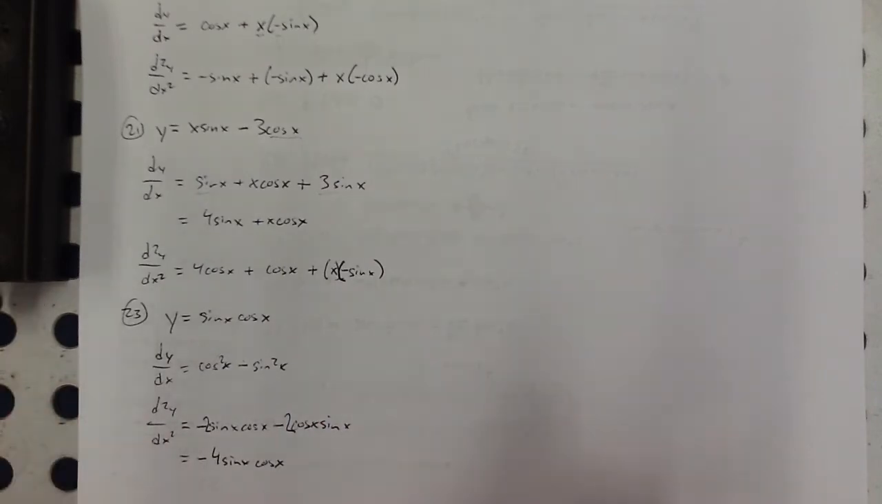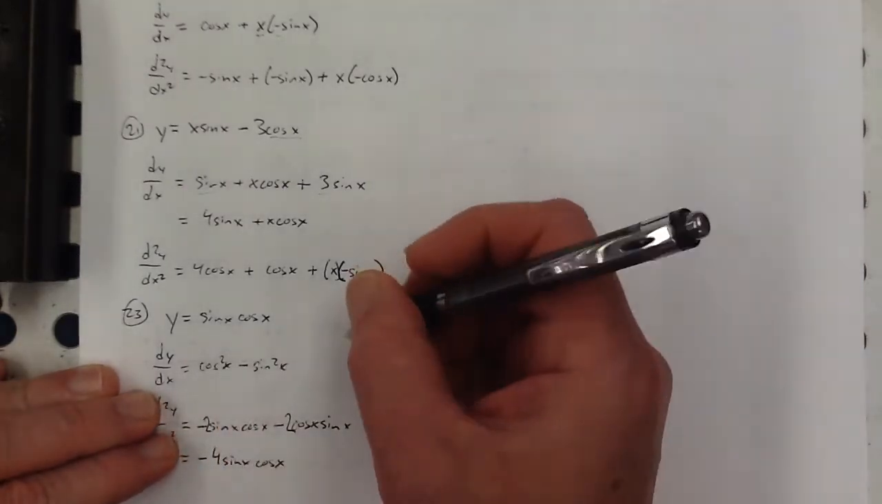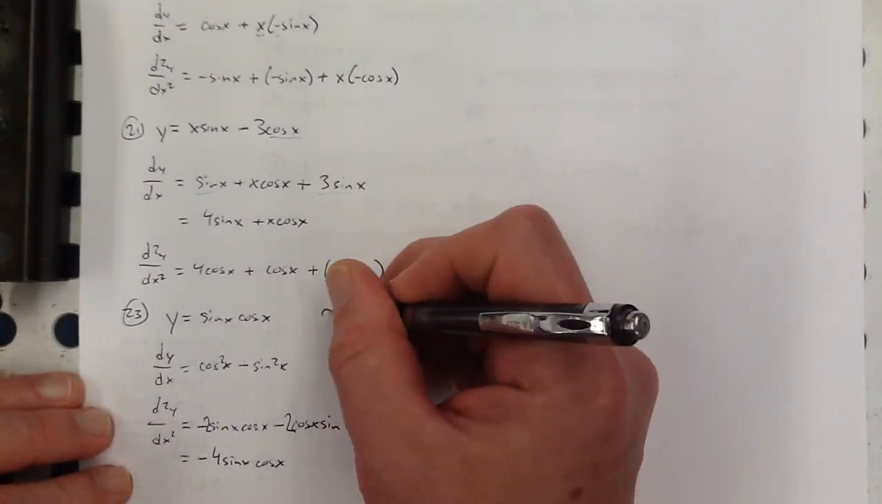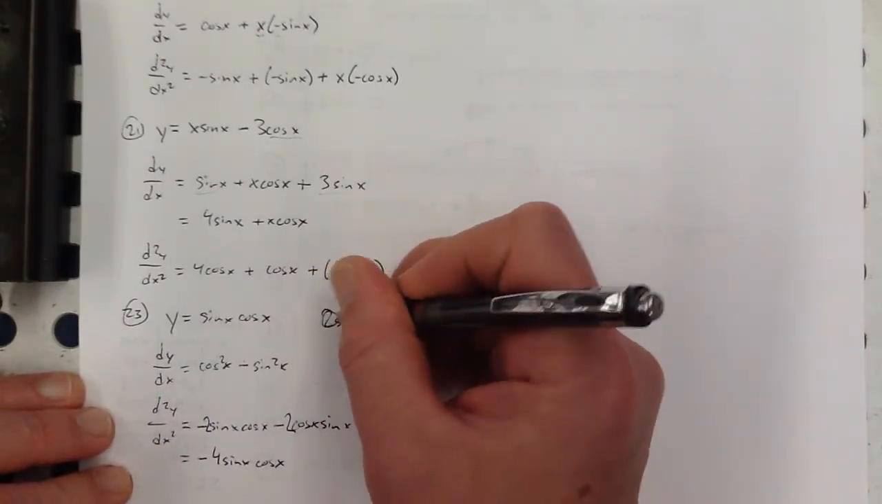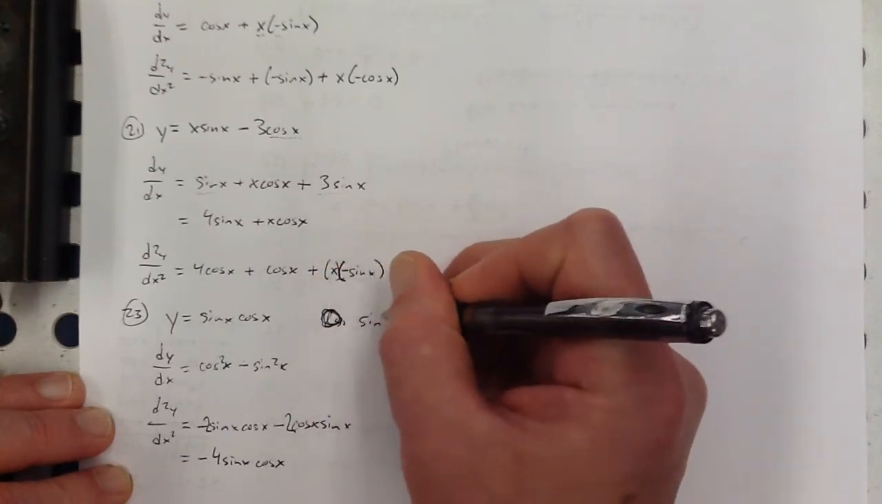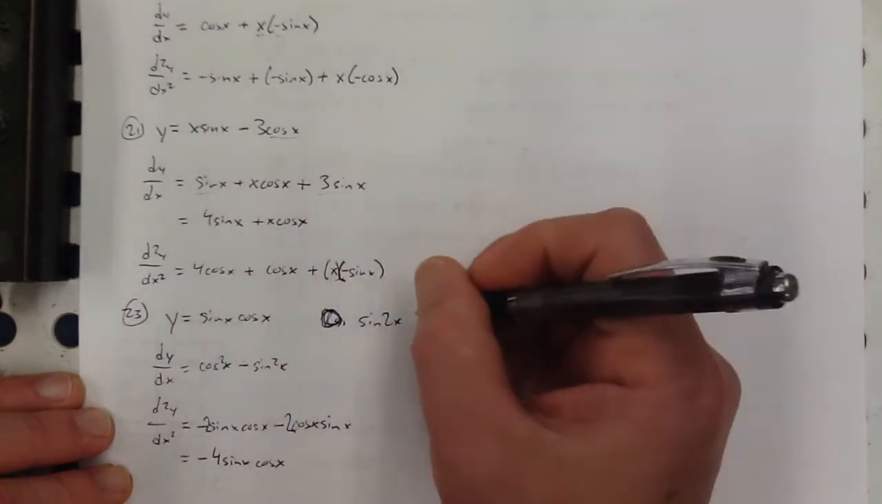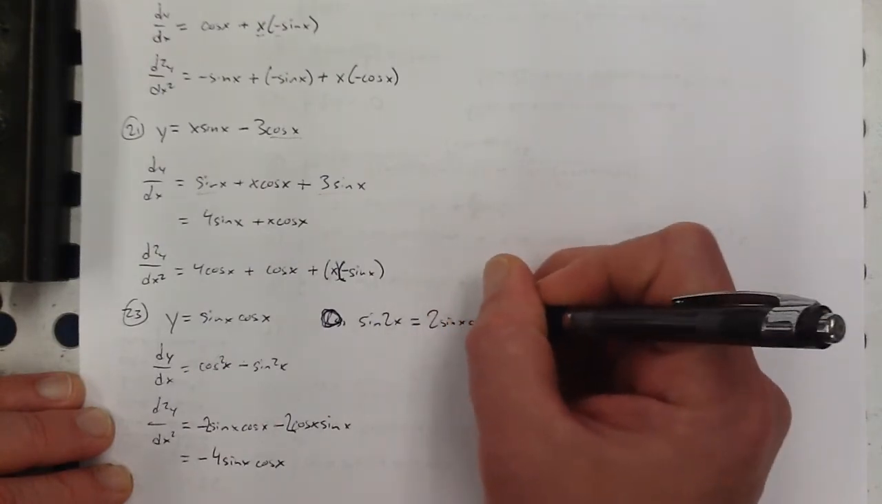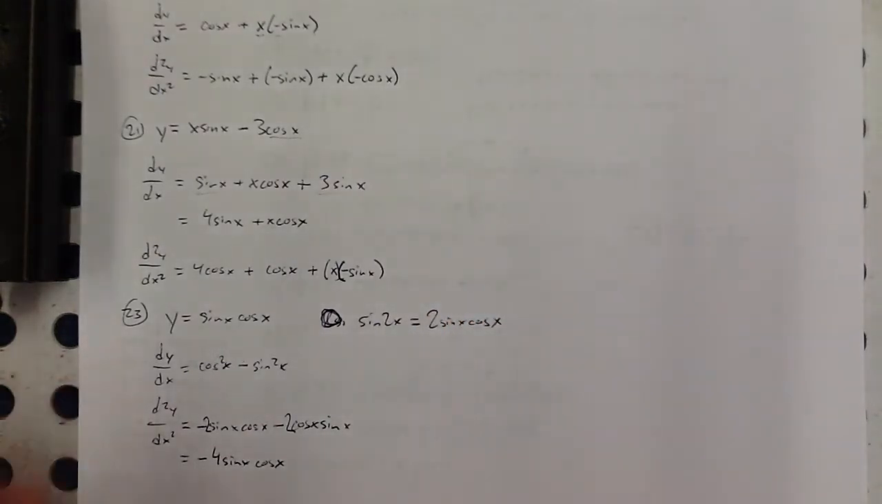All right, now here's the thing. You could, if you remember this trig identity, the sine of 2x, the sine double angle identity, is this. You know, you did a bunch of stuff with trig identities last year. I know. It probably wasn't your favorite thing. I don't know.